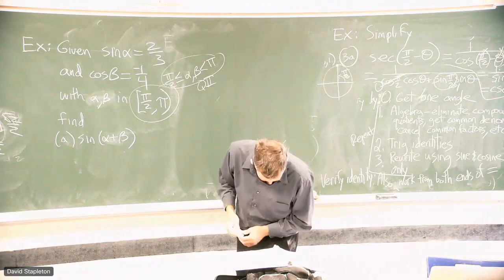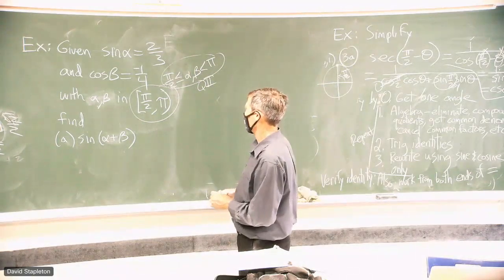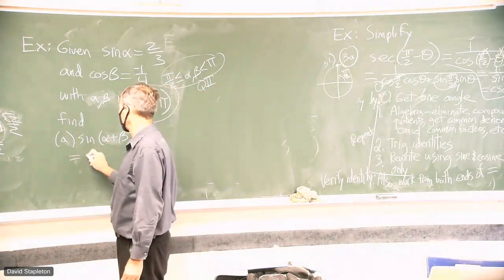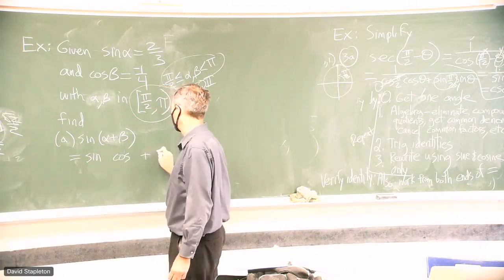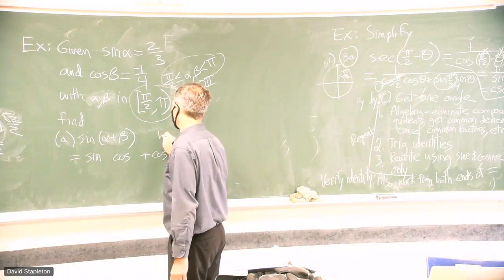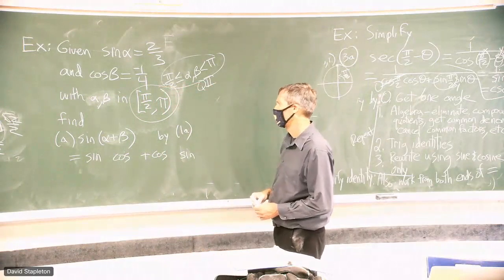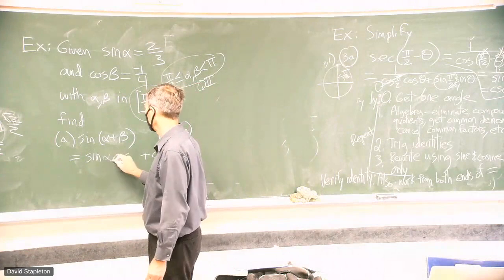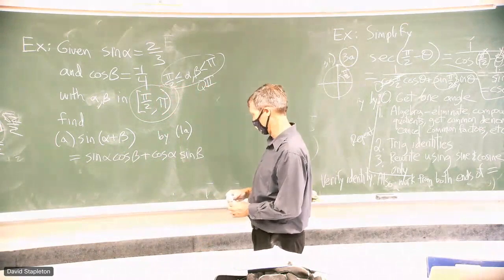All right, so to find sine of alpha plus beta, I go to my identity. This is sine cosine plus cosine sine, identity 1a. That's the very first one, sine of the sum of two angles. Alpha, beta, the same order, just putting alpha instead of x, beta instead of y.